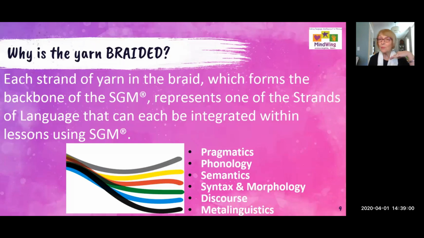Why is the yarn braided? I wanted to mention that. The braids represent the strands of oral language, and this is an oral language tool. And of course, oral language is the foundation of literacy. So these are the aspects that you can work on as you're working on discourse, which is the icon aspect of the story grammar marker.